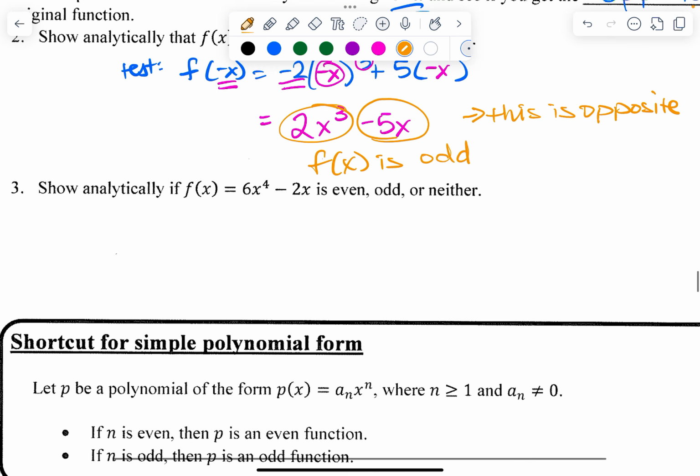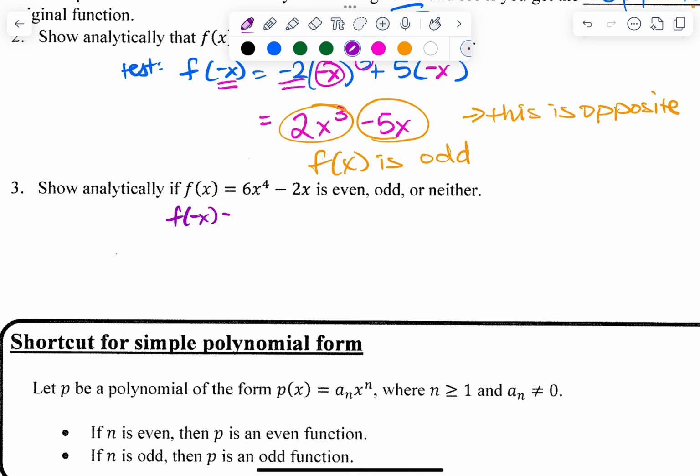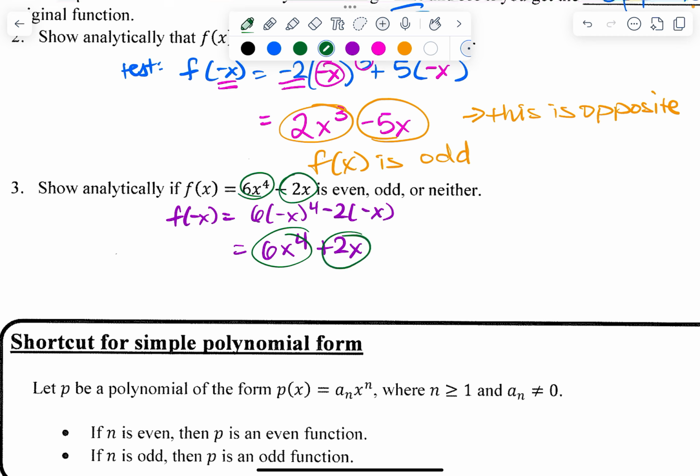Okay. This last one, go ahead and try this on your own. All right, let's see if it works. So f of negative x, to test it, we get 6 times negative x to the fourth minus 2 times negative x. And we see that negative to the fourth power is just a positive, and negative times negative is a positive as well. If I compare these two, this is the same, but this is different. So they're neither the same nor opposite, so this is neither.